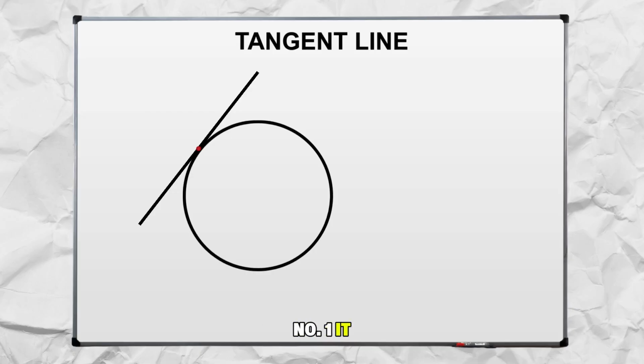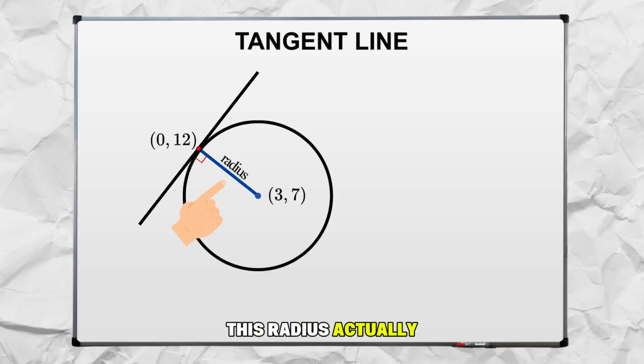Number one, it is indeed perpendicular to the radius. So it forms a right angle with the radius. Let's say we have a radius at 3,7. And we have a point here that lies on the circle that is on the tangent line as well, that is at 0,12.